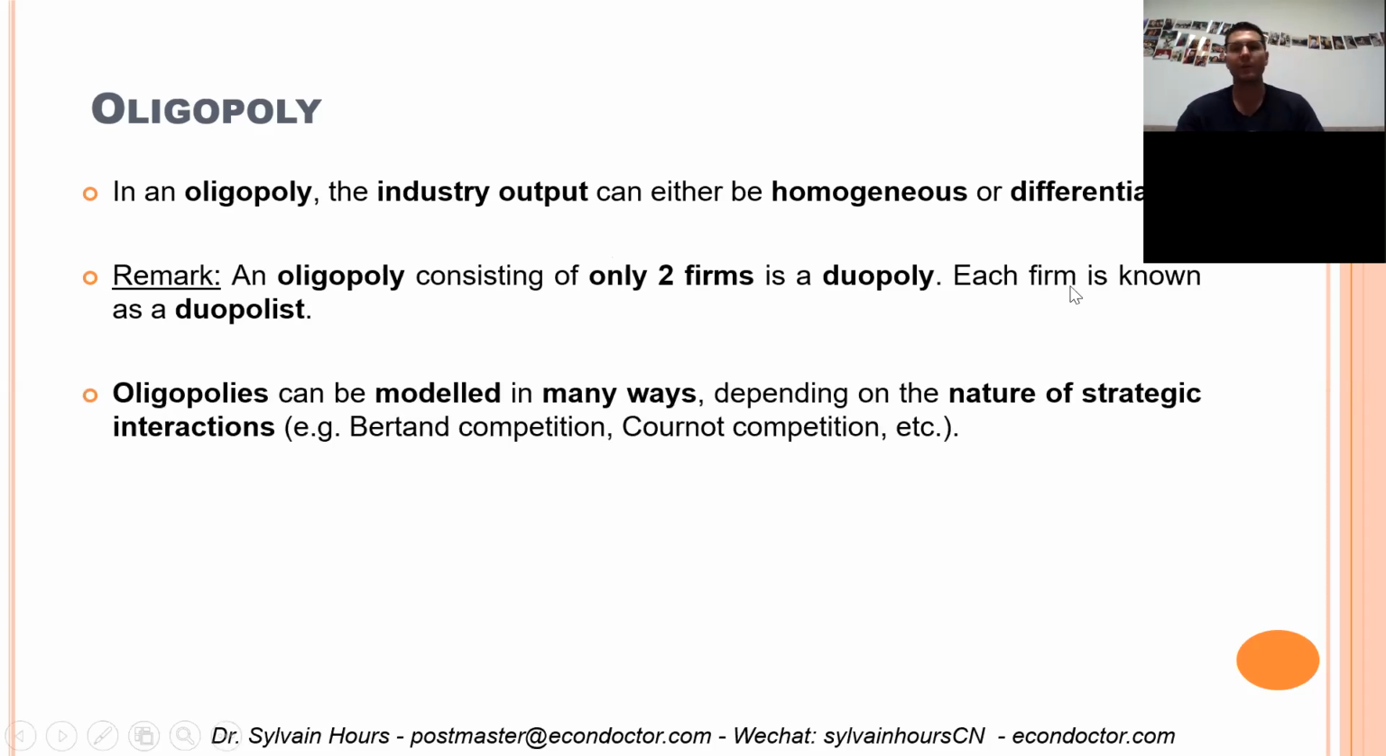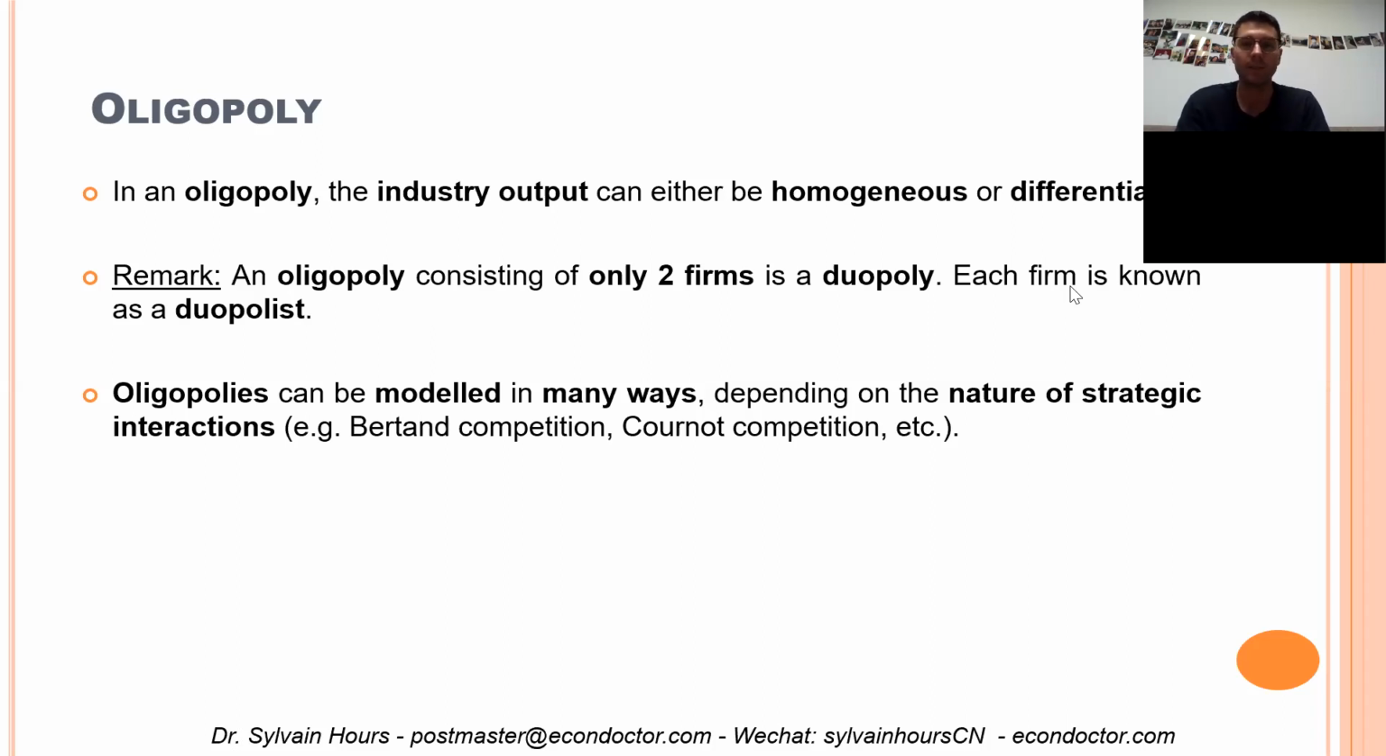And as I said earlier, there are many ways in which oligopolists can compete. They can compete in quantity, which means that the strategy that they have to choose is a level of production. We call that Cournot competition. Cournot is the name of a French economist.